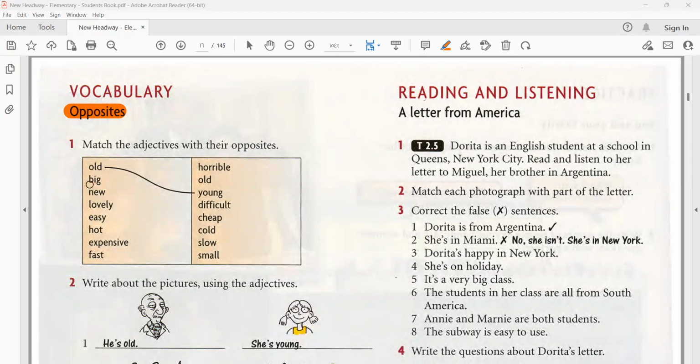Now, what's the opposite of big? Look here. Yes, exactly. Small. So you can say, I live in a big house, or I live in a small house. Your house is big, but my house is small. So big is the opposite of small. Now you can pause the video for 2 minutes, match the adjectives with their opposites, then you can play the video and check your answers again, okay?